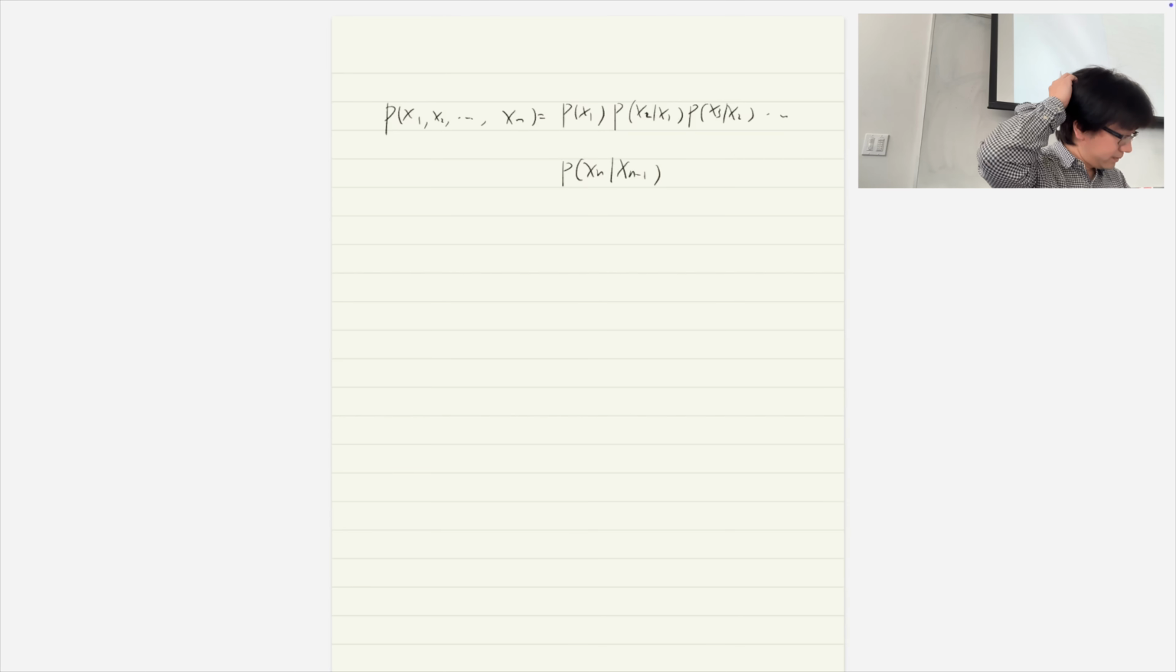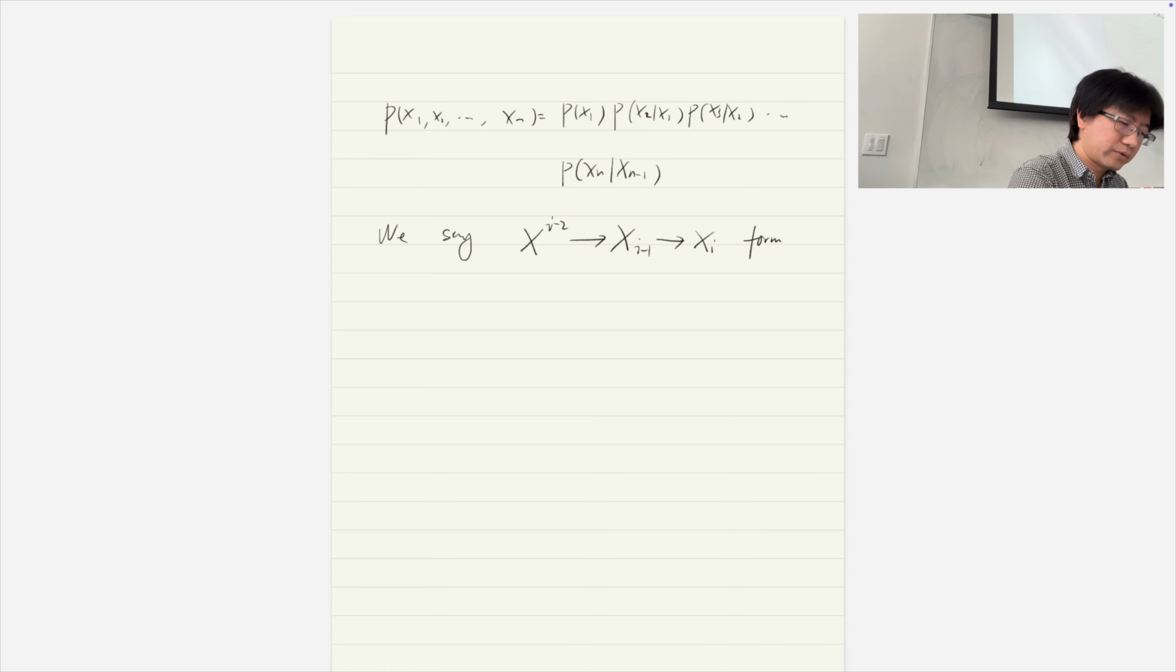In addition, we can also say that if we group everything else as one random variable, meaning the vector from X1 to Xi-2, then this vector, Xi-1, and Xi, with the vector as a single random variable, also forms a Markov chain.